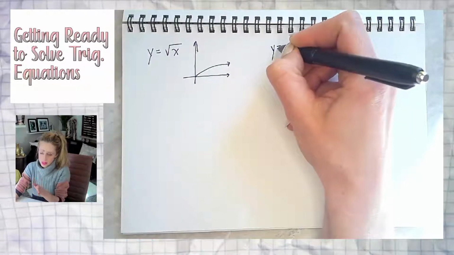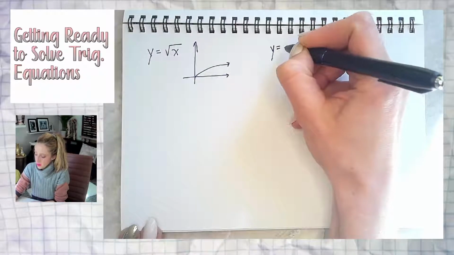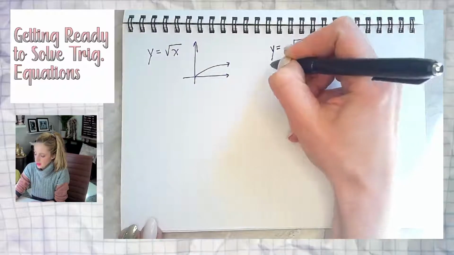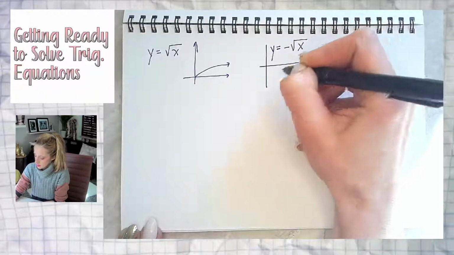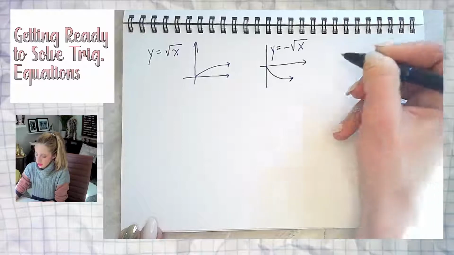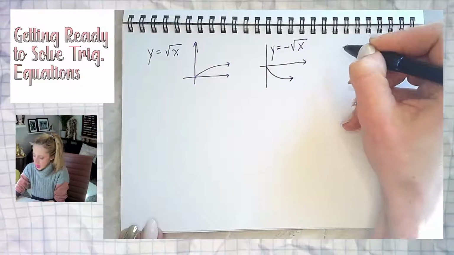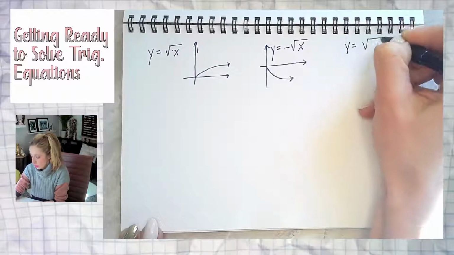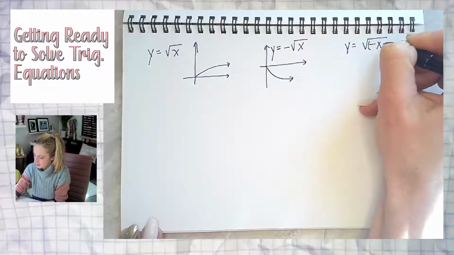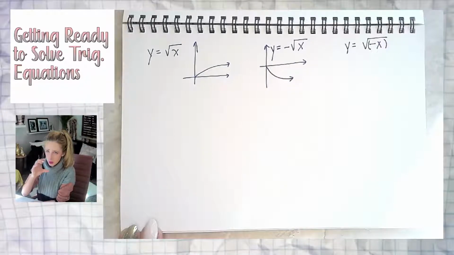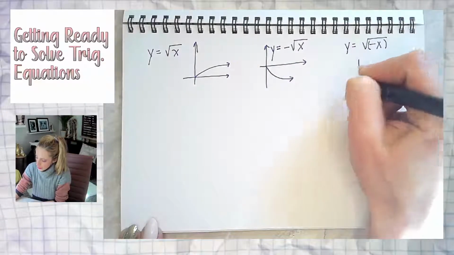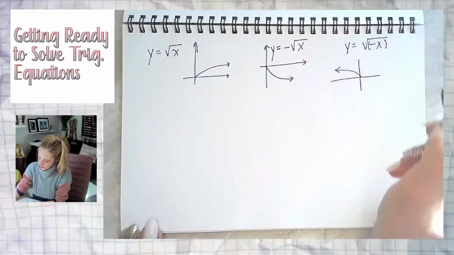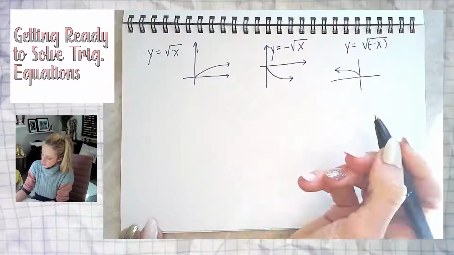Pause, hold that. Let me just finish this thought. If I put a negative in front of square root of x, that's this type of reflection. It shouldn't be stretched out. It's not my best drawing, sorry. If I do y equals square root of negative x, now it's inside with the x. What that does is it reflects it that way.